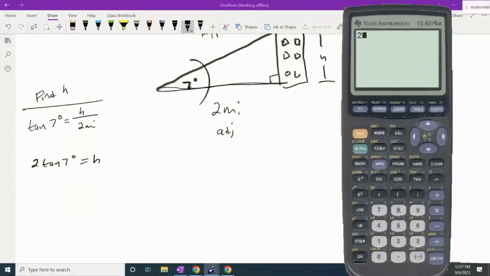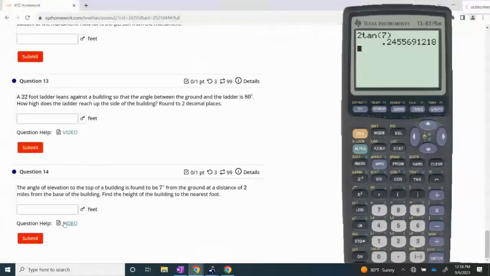All right, so I'm going to put in 2 times the tangent of 7 degrees. And I get 0.245. But notice that's not my answer. Why don't I get the right answer? That's because that 0.245 is in miles. They want the answer in feet. So we've got to convert.